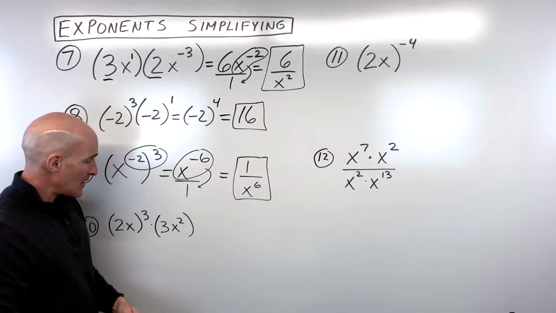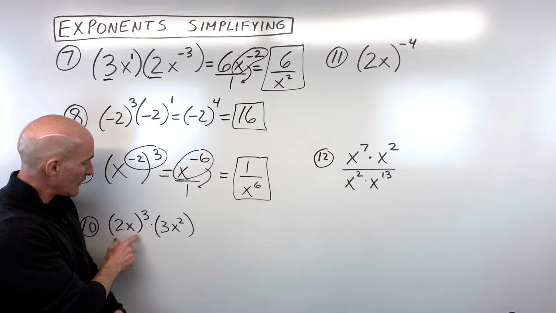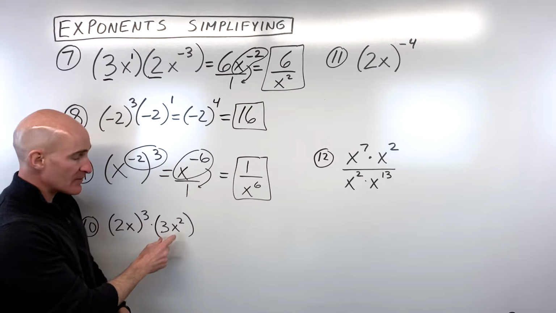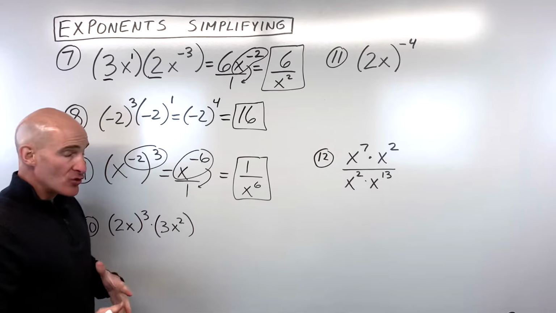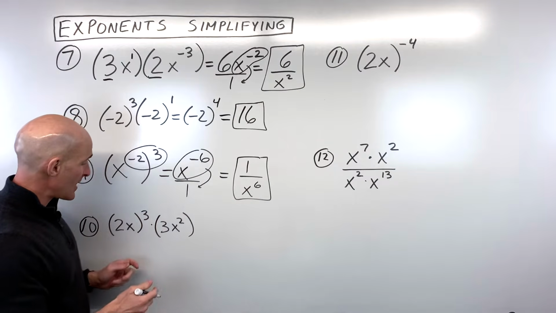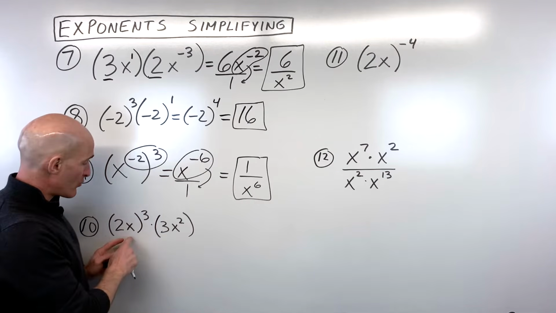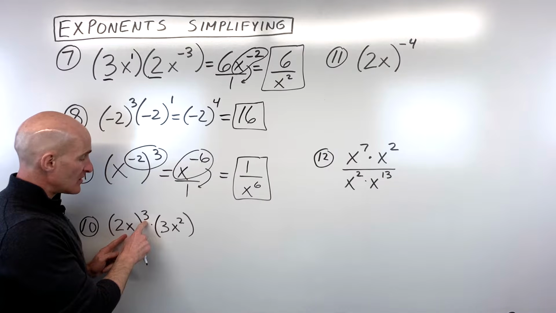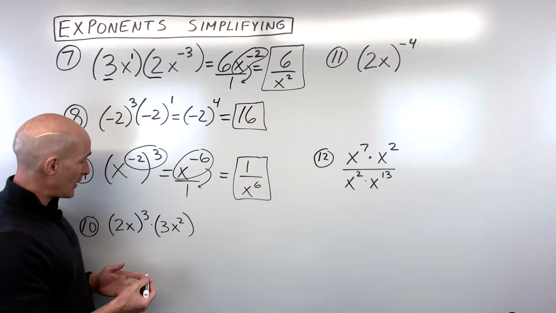Okay, so for number 10, what do you think on this one? We have 2x the quantity cubed times 3x squared. Now you can do these problems in steps. Some people are really good at doing them all in their head in one step, but I would think of the PEMDAS like parentheses, exponents, then multiplication, kind of follow that order.